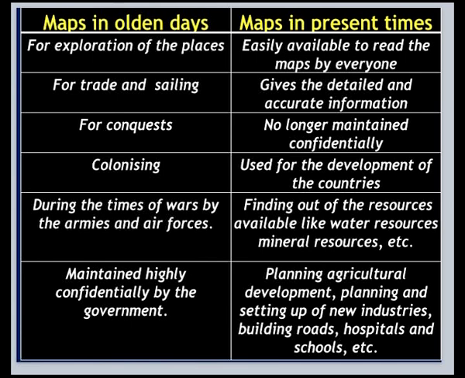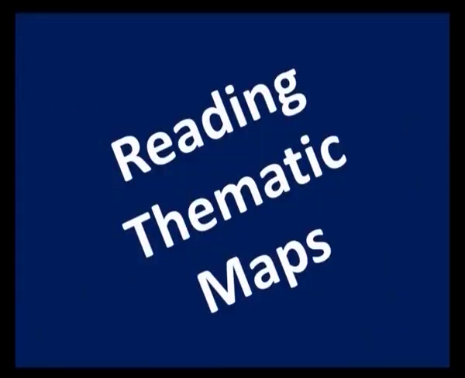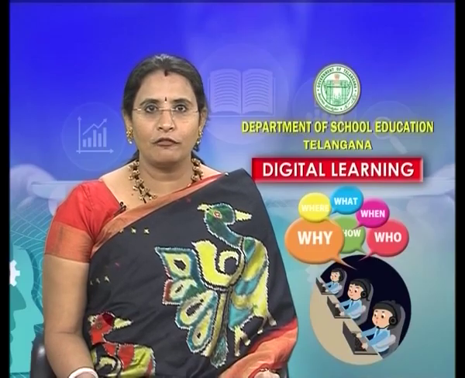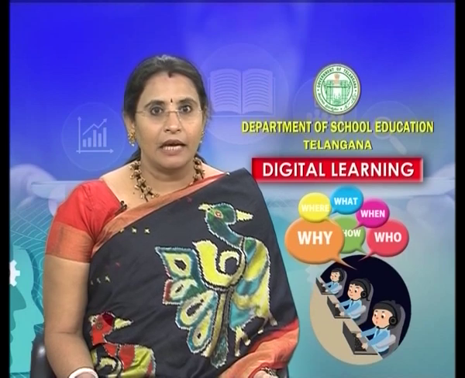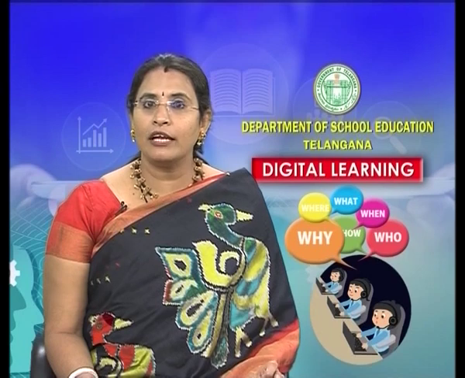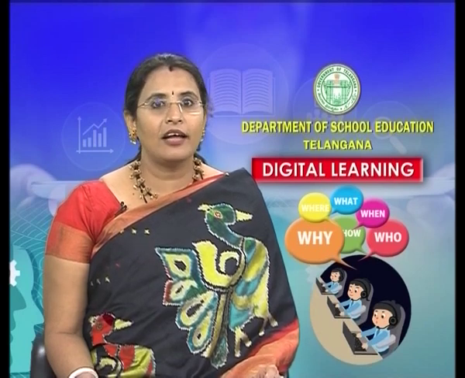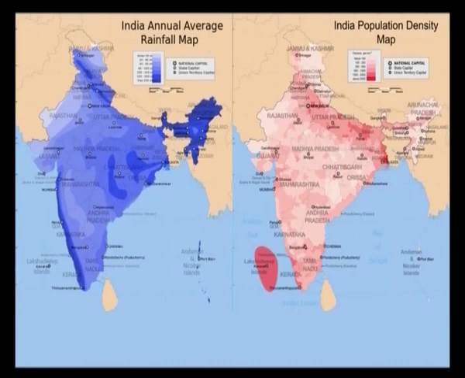Now you all must have seen the atlas, and in the atlas you will find different types of maps. There will be some maps showing the average rainfall. There will be some maps showing the population of the country. The same type of maps are in our textbook as well, from pages 14 to 16. Here children, the maps which give you the information about a particular theme are called thematic maps. Here I am showing you two maps. One is showing the average rainfall and another is showing the population density. Now the speciality of these maps is they use a particular color scheme. These are the standard colors which are almost used in all the maps.